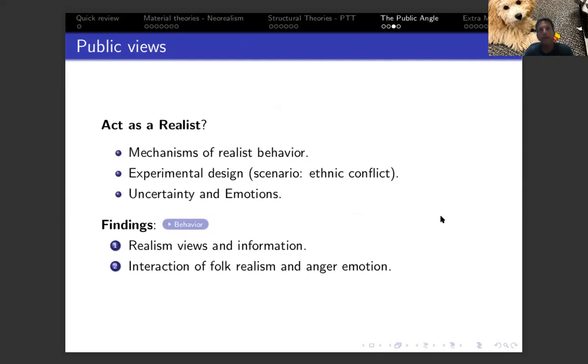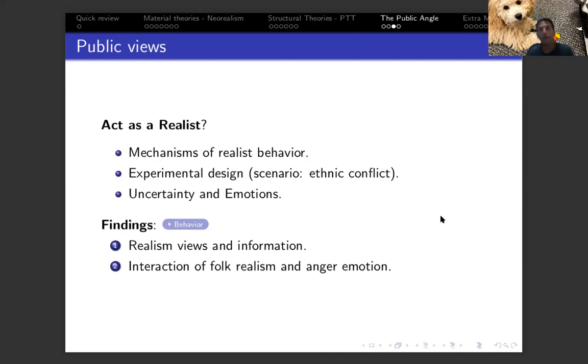What they find is that, first of all, individuals that displayed a higher degree of a folk realist view tend to keep displaying those views even when they have less information about the situation. So even when they don't know a lot about a certain scenario, they're still likely to display those folk realist views.